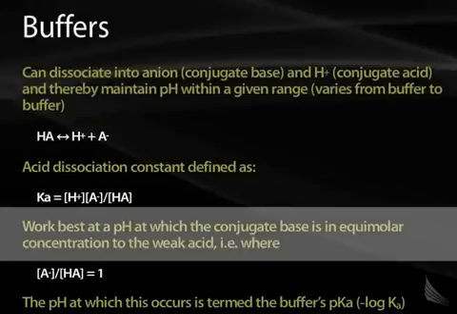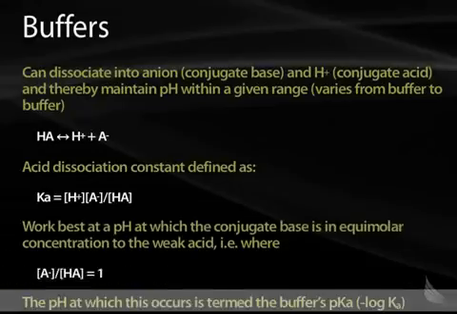A substance works best as a buffer at a pH in which the conjugate base is an equimolar concentration to the weak acid. This is where the concentration of the anion over the concentration of the weak acid is equal to 1. The pH at which this occurs is termed the buffer's pKa, or the negative log of the Ka. The important buffers in the human body have a pKa near the normal pH of blood.